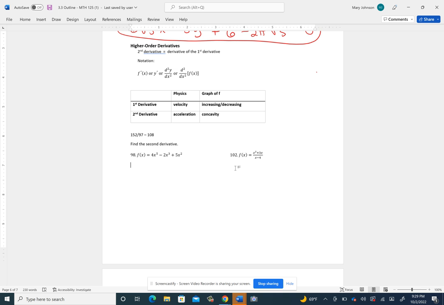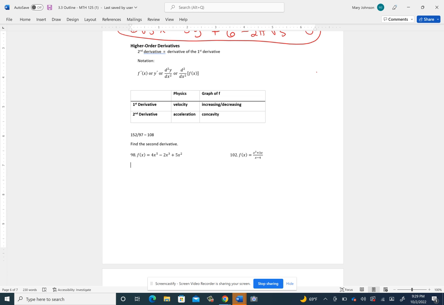That's the same as the velocity at a particular spot in time. And then the second derivative is actually associated with acceleration. So on problem number 98, this is really not a product or a quotient rule problem. It just has to do with the second derivative.